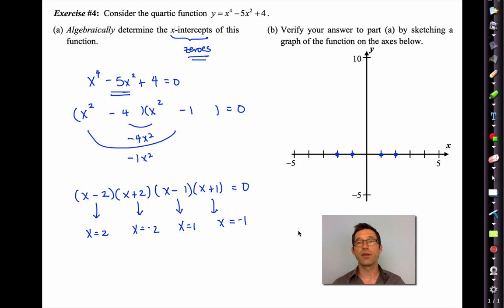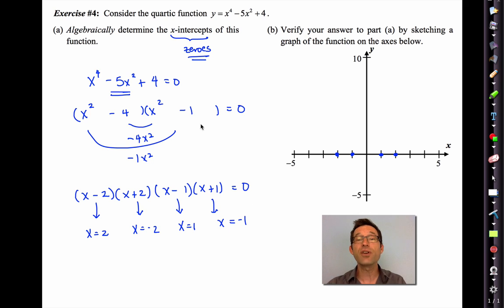B says verify your answer to part A by sketching a graph of the function on the axes below. Now it says verify it. So what I'd like you to do is actually take your graphing calculator out and set the window up according to those axes and take a look at what this quartic looks like. All right, and it looks really neat.